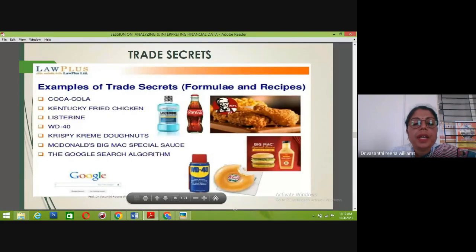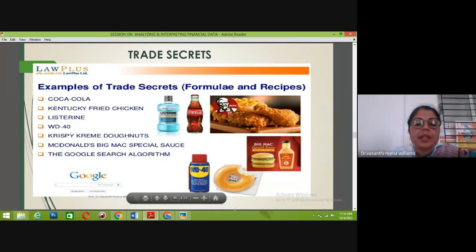Mixture for Coca-Cola. Similarly, Kentucky Fried Chicken also has a trade secret for their recipe. Listerine carries a trade secret. WD-40 actually came up for one particular purpose, but then they found out that it had so many uses, about 40 uses, and actually they said that they made it nearly 40 times. They kept trying to use it for a particular thing, but then later they came to know that it can be used for 40 purposes, so they kept the name as WD-40.